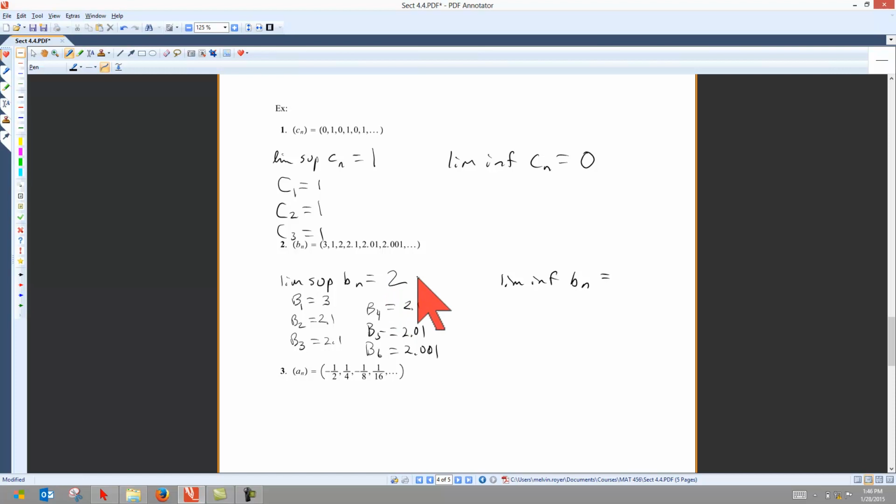What about for the lim infs? Starting at the first, what's the smallest thing I see looking downstream? 1. Starting at the second, what's the smallest thing I see? 1. Starting at the third, what's the smallest thing I see? 2. Starting at the fourth, what's the smallest thing I see?